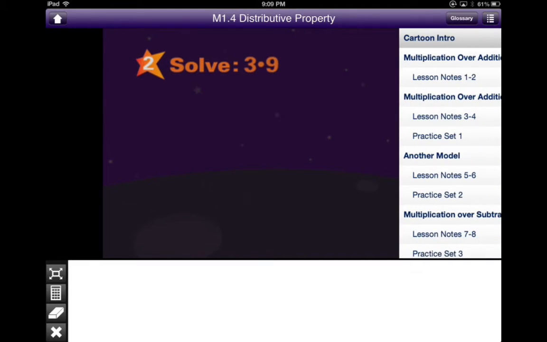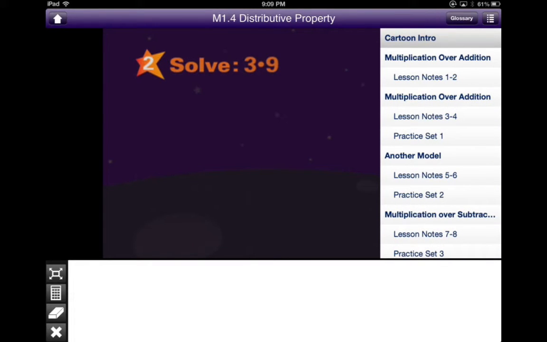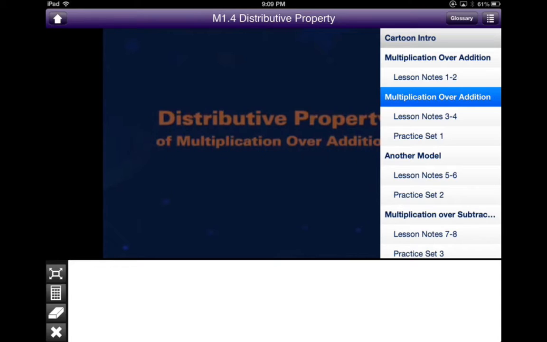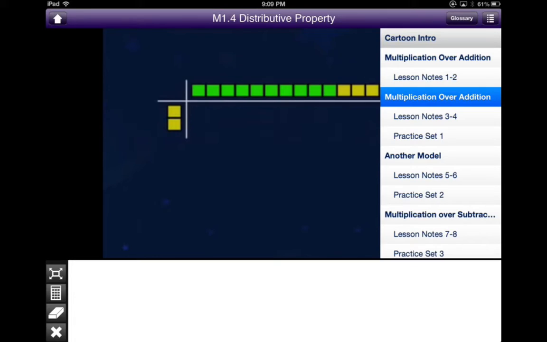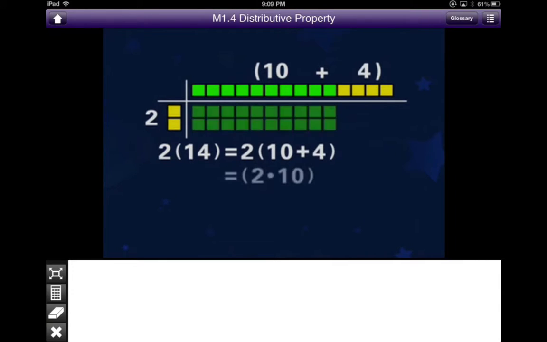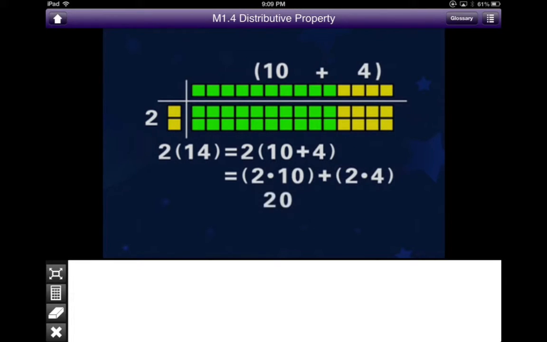In problem 2, I'm actually going to skip that and go right into the next set of notes. Let's look at another model of the distributive property of multiplication over addition. 2 times 14 is the same as 2 times the sum of 10 and 4. When you distribute, you get 2 times 10 plus 2 times 4. 2 times 10 is 20, and 2 times 4 is 8. 20 plus 8 is 28.